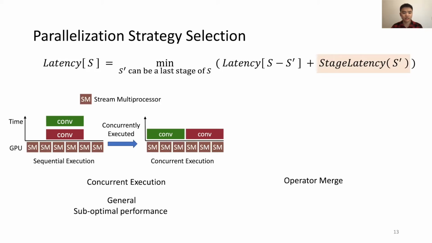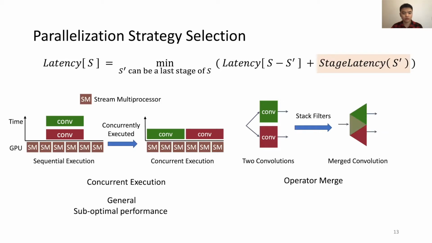Then let's have a look at the second strategy, operator merge. If we can find a kernel that can do the computation of all operators in the stage, we can just execute that kernel instead of launching many kernels. This is the idea of operator merge. We can use an example to illustrate this. Here, we have 2 convolutions that share the same input. We can stack their filters together and get a large kernel.